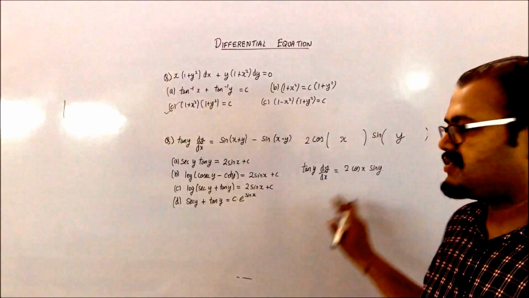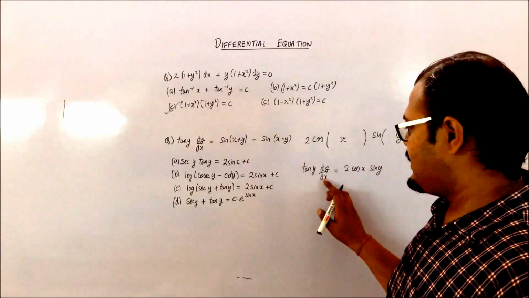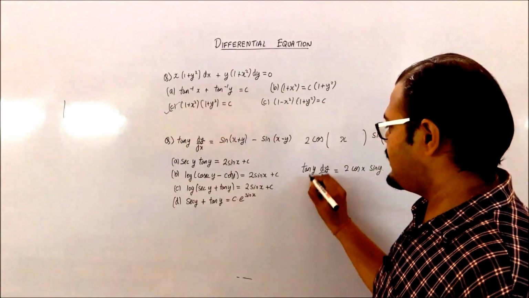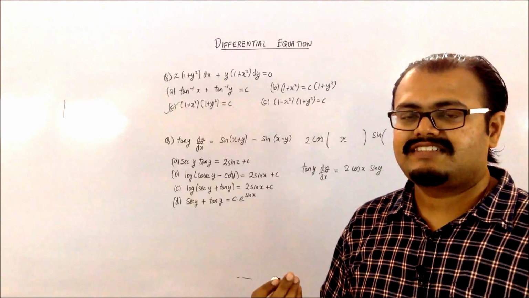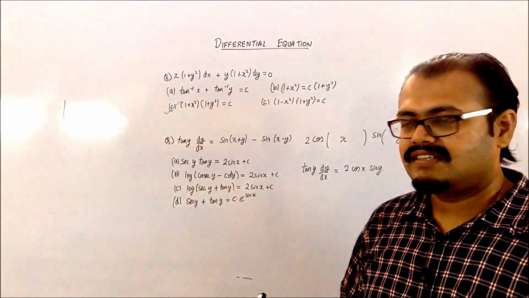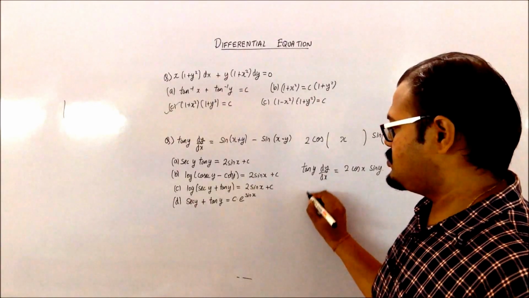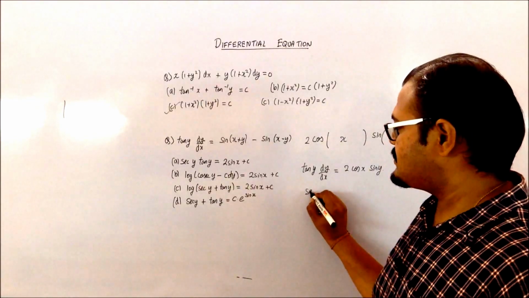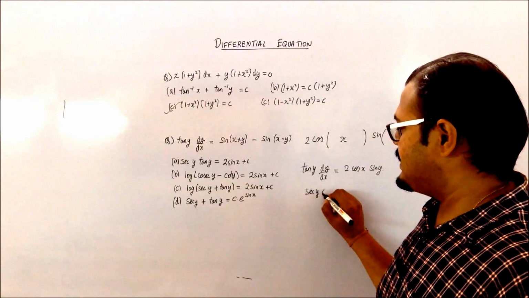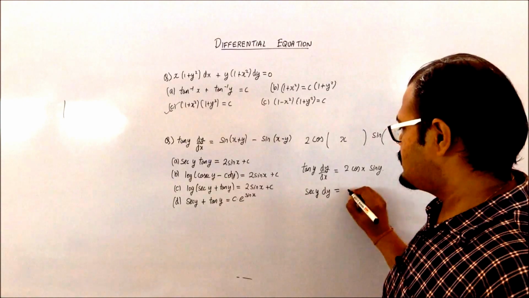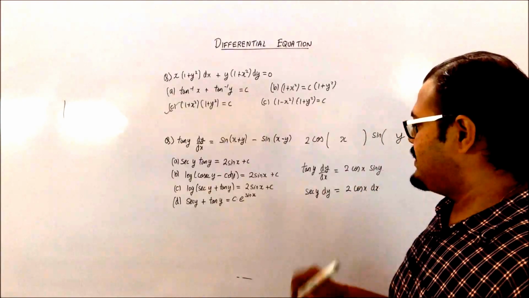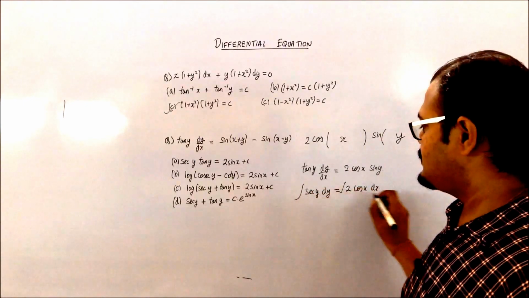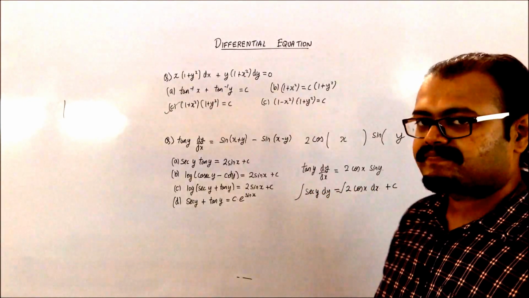So what you can do is you can take the sine this side and dx that side. So you will have a tan y by sin y, which is basically, since tan is sine by cos, so that sine gets cancelled. So you have 1 by cos, which is sec y dy equals 2 cos x dx. So integrating both sides, because now it is the variable separable form.